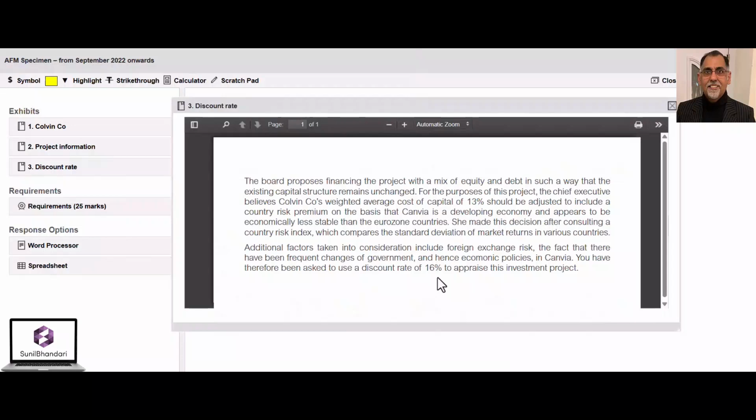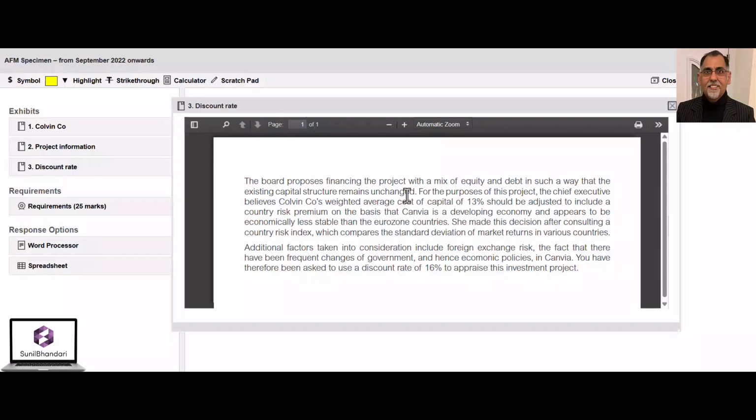Now the remaining exhibit. The board proposes a project mix of equity and debt in such a way that existing capital structure remains unchanged. Stop. What does that make you think when you're reading that? That would make you think that if capital structure is not going to change, from your AFM knowledge, that would either be saying we use the company WACC or we use the risk adjusted WACC, because those are the two situations when capital structure remains constant. That's also mentioned in the podcast.